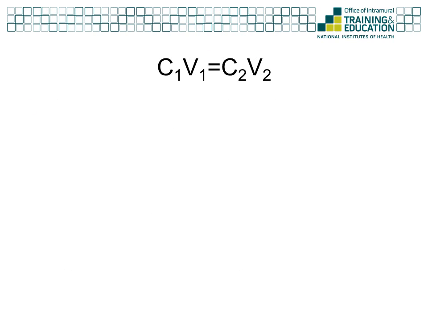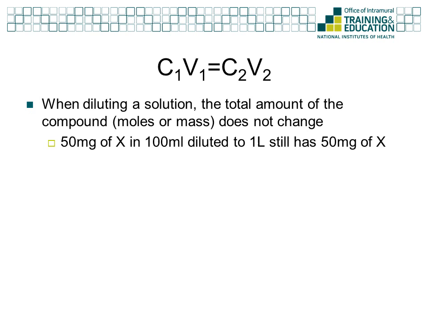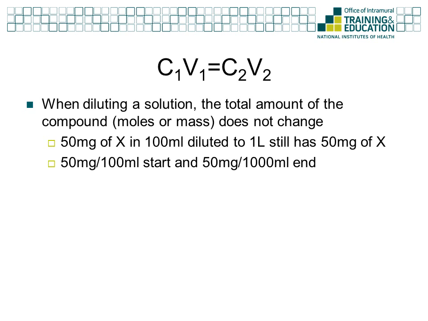It is important to understand that when you are diluting a solution, you are not removing any of the solute. The total amount or mass of the solute does not change. If you have 50 milligrams of compound X in 100 milliliters and you dilute the whole thing to 1 liter, you now have a concentration that is 1/10 what it was before. You still have 50 milligrams of compound X. It is just in a larger volume.